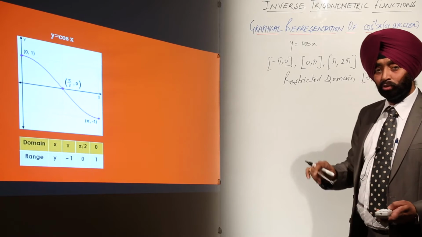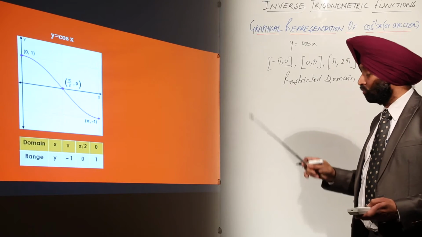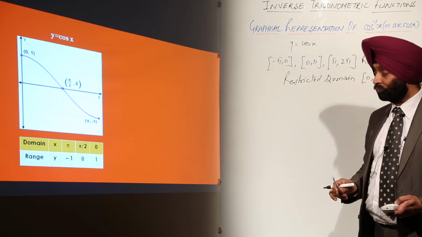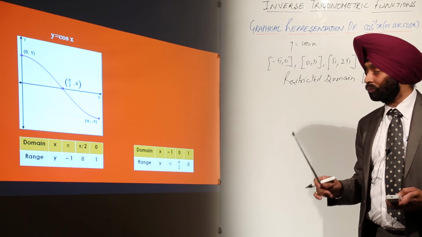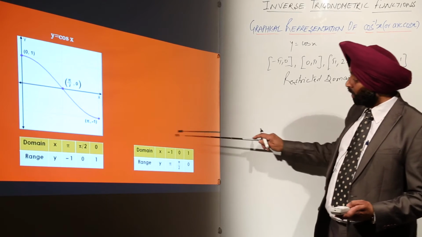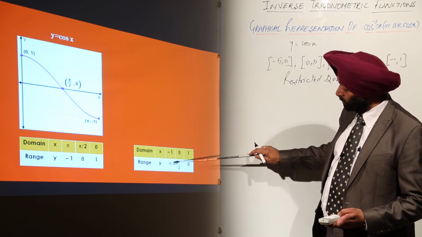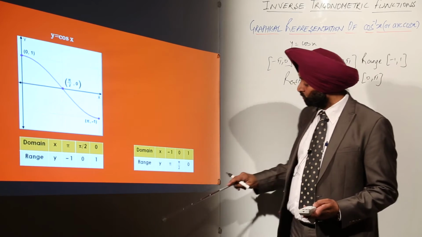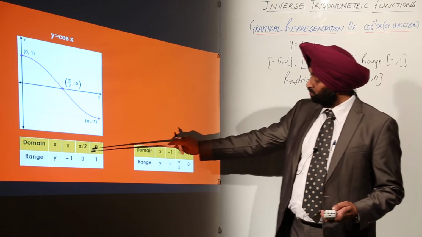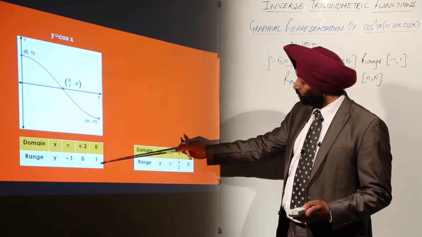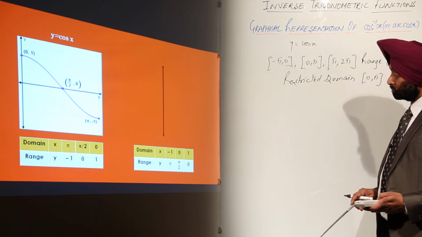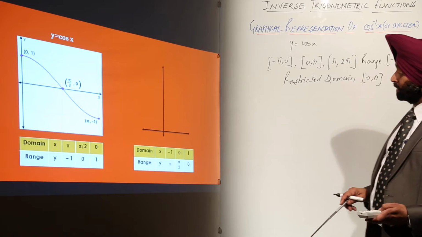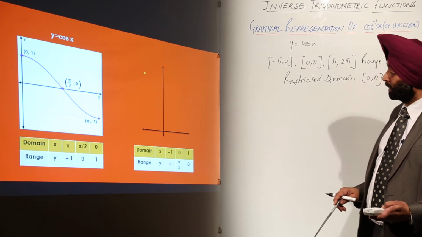Now these are the domain and range already for the cos x. Now changing domain to range and range to domain, what is the use? To make a 1-1 function. Unless and until we are having a 1-1 function, we can't find an inverse here. Now we are having (-1, pi), here it was (pi, -1), then (0, pi by 2), and (1, 0). Now let's plot these points on a graph.